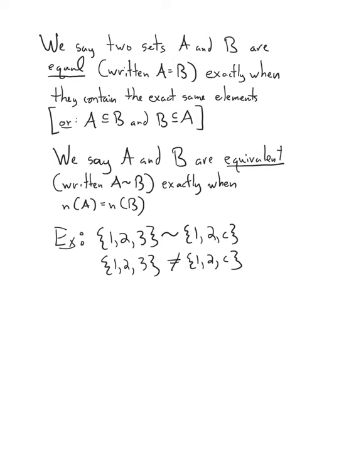A related concept, but not as strong, are equivalent sets. And then all we care about are the number of elements. So if the number of elements of two sets are the same, if they're equal, then we'll say that they are equivalent. A is equivalent, that's a little tilde there, to B.